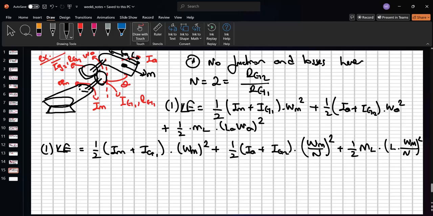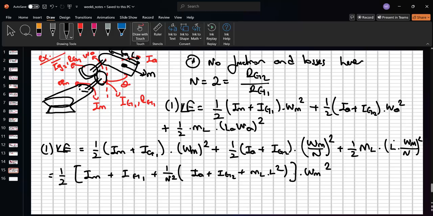This gives the total equivalent mass, right? And so this is equal to 1 divided by 2 times (Im plus Ig1 plus 1 divided by n square times (Ia plus Ig2) plus ml times L square), because this is the mass point inertia assumption, times Wm square.